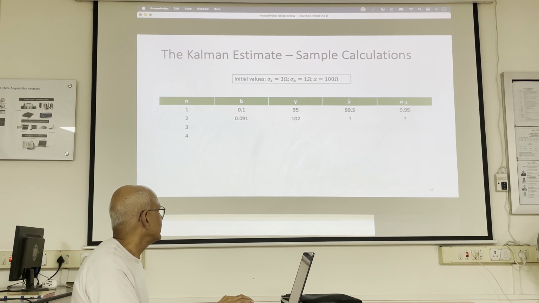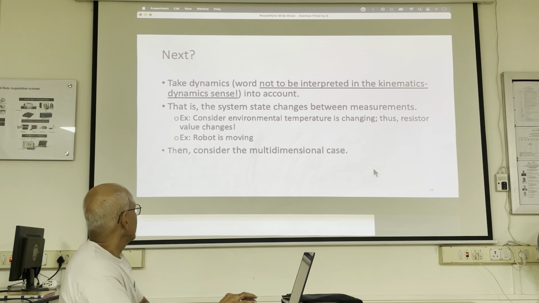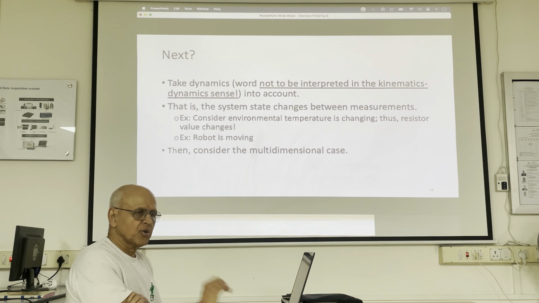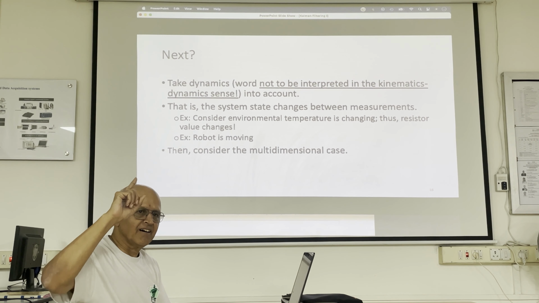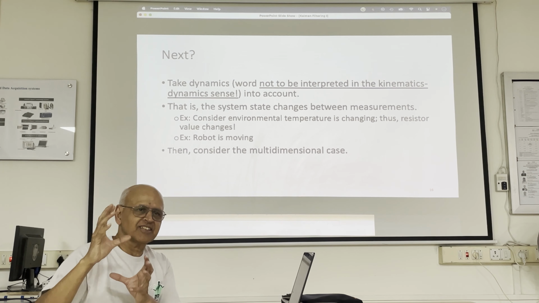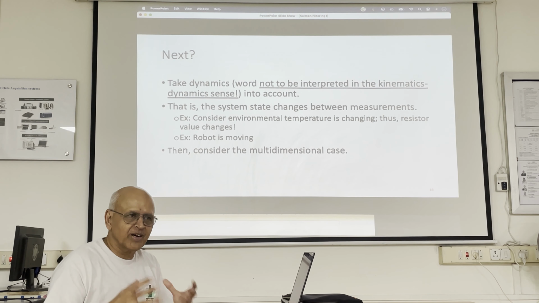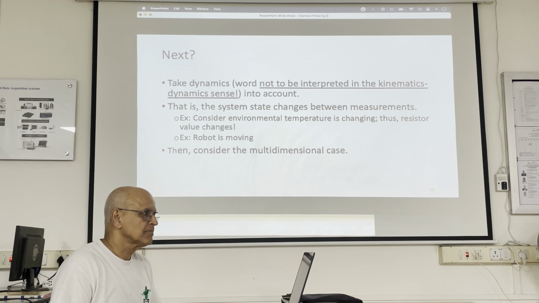So I guess we did make it to the end of it. We are in great shape. Next we'll consider the dynamics. Remember we said kinematic and dynamic? This is not the same dynamics as the word dynamics in robot motion, where dynamic means the robot is moving.